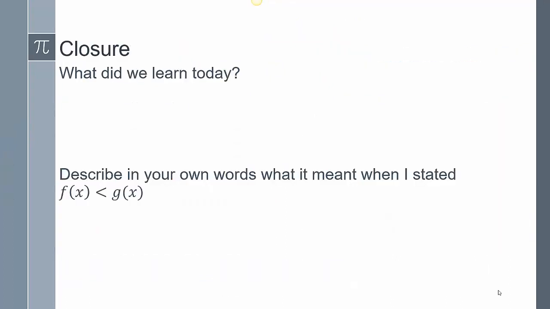To conclude today's lesson, what did we learn today? Well, we talked about function equality and inequality statements, and we visualized what it actually means when we have a function inequality or a function equality statement. Now I want you guys to describe in your own words what it meant when I stated f of x is less than g of x. What did that mean visually? And if you need to go back and rewatch that part, do it. But kind of understanding what it's asking here is really important.